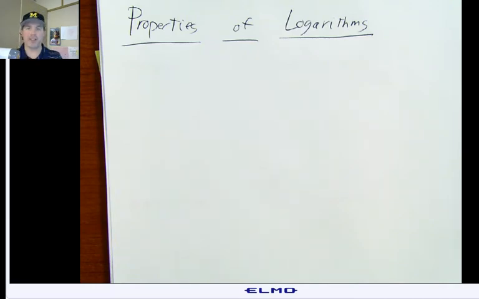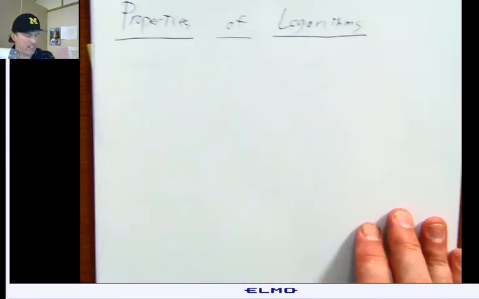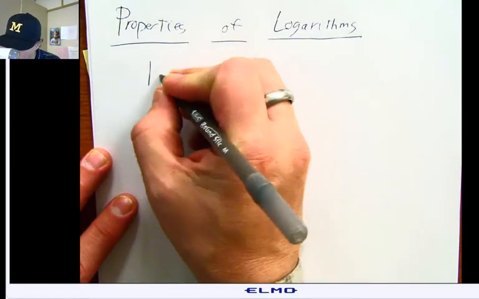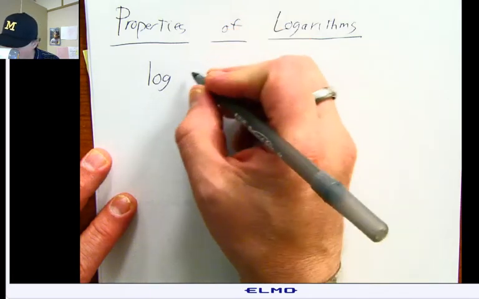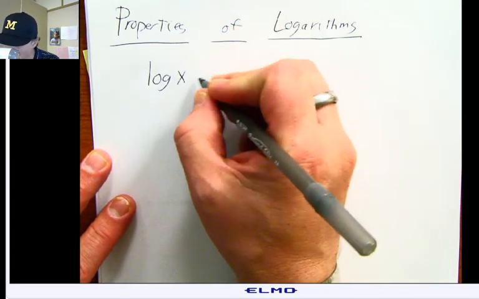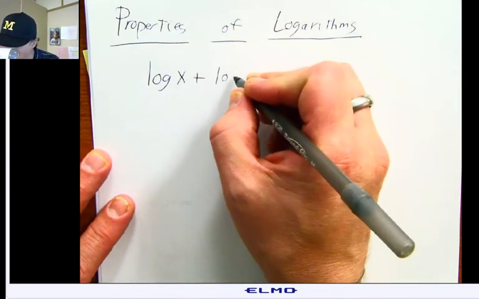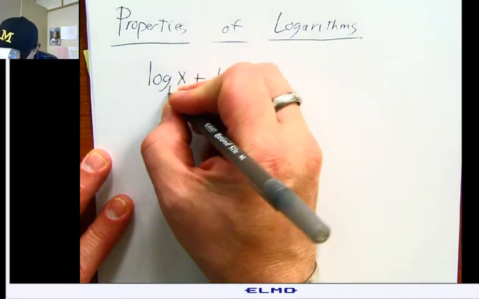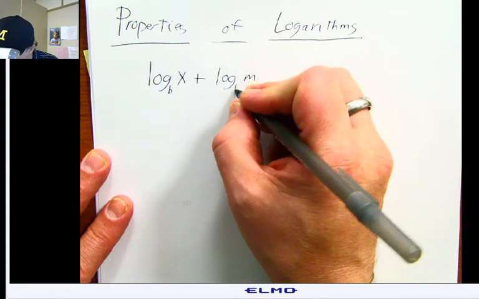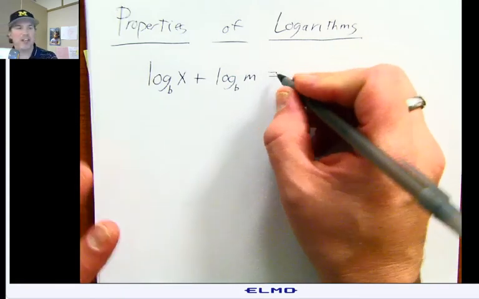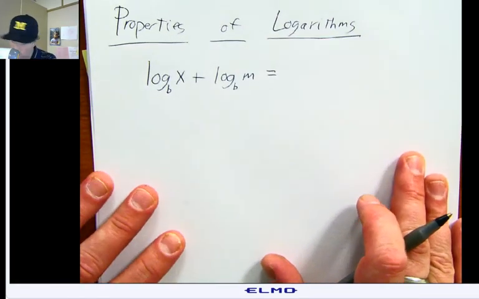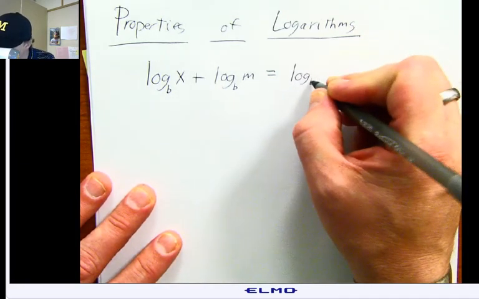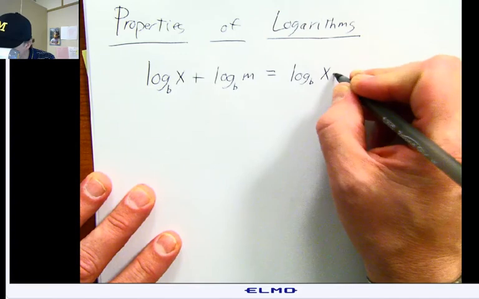Now unpause. Now that we are unpaused, let's go over what those properties were. The first one: if you have log x plus log m, and let's say that they have the same base, so it's log base b of x plus log base b of m. What did you figure out in the investigation? Hopefully you found out that this is equal to log base b of x times m.